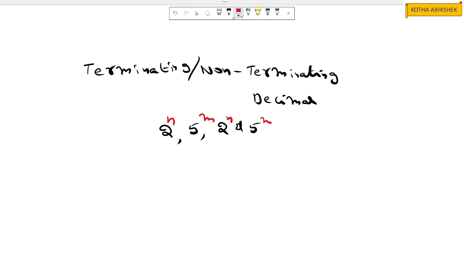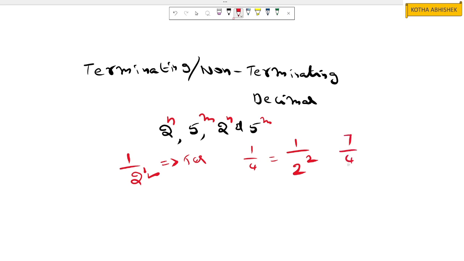Let us check here once. I am taking 1 by 2. In the denominator, we have only 2 with power 1. So it has a terminating decimal. Next question, 1 by 4. First, 4 is not a prime number, so let us simplify. 4 can be written as 2 square or 2 into 2. Here also, in the denominator, only number 2 is there. So it has a terminating decimal.